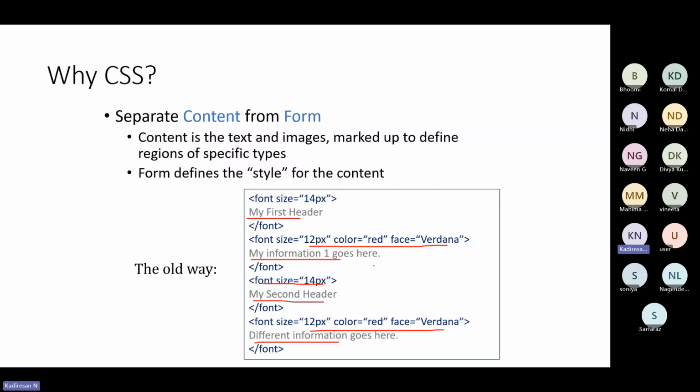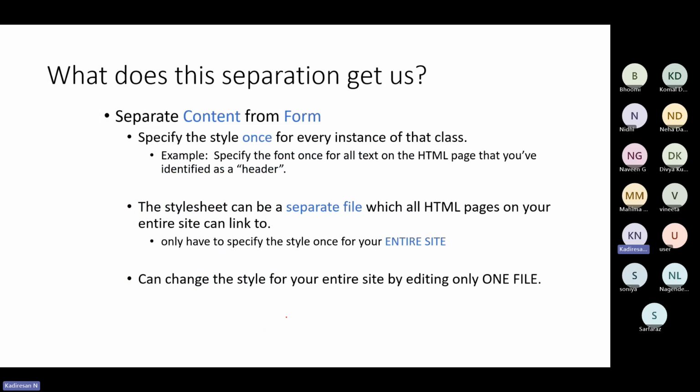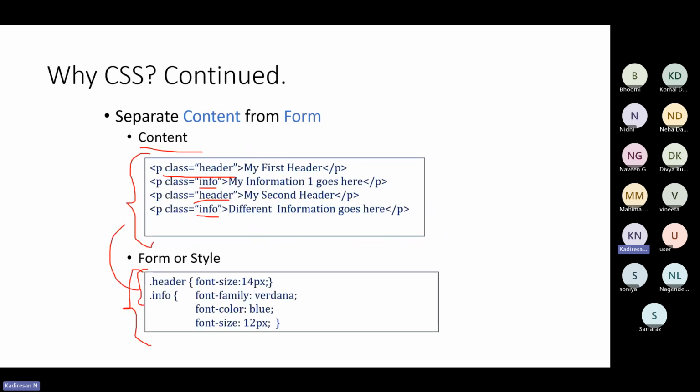But here what I did, I have grouped everything into a single content, and I have put all the style, all the layout, all the formatting options into a single place. I have made dot header, font size 14 pixel, dot info, with font family, font color, font size 12 pixel. This dot header and dot info is a cascading style sheet which we will be calling in this HTML or XML markup language. So this is nothing but a calling of information in the cascading style sheet. This is how a cascading style sheet content should be made.